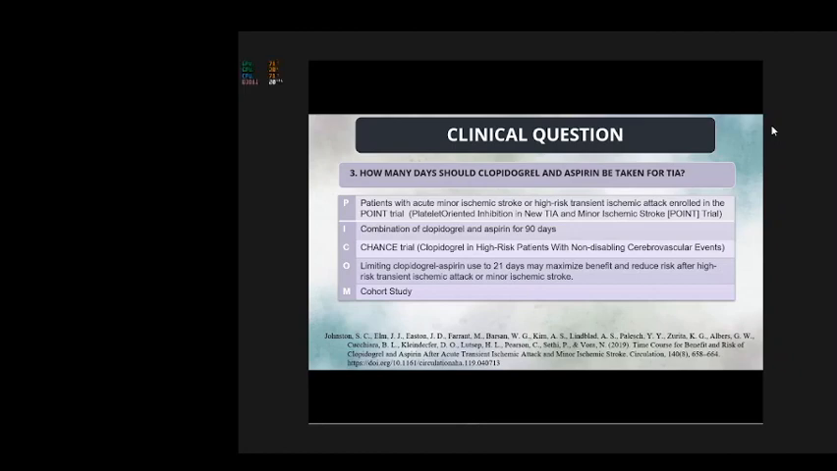For my last clinical question, how many days should clopidogrel and aspirin be taken for TIA? Patients with acute minor ischemic stroke or high-risk transient ischemic attack were enrolled in the POINT trial. Intervention: combination of clopidogrel and aspirin for 90 days, compared to the CHANCE trial. The outcome was that limiting clopidogrel-aspirin use to 21 days may maximize the benefit and reduce risk after high-risk transient ischemic attack or minor ischemic stroke.